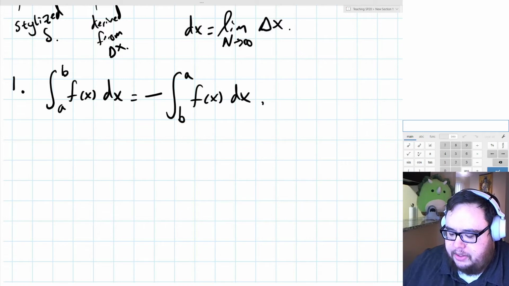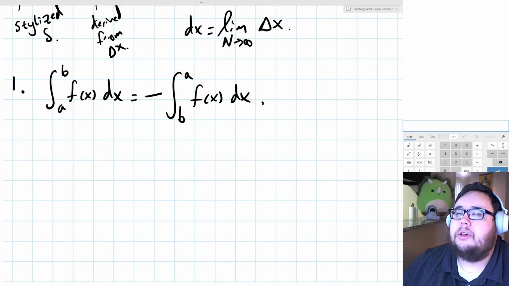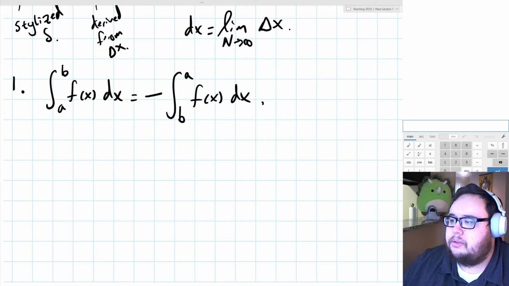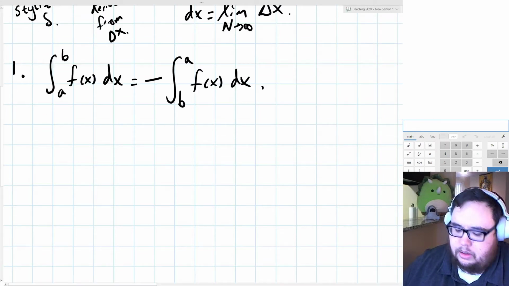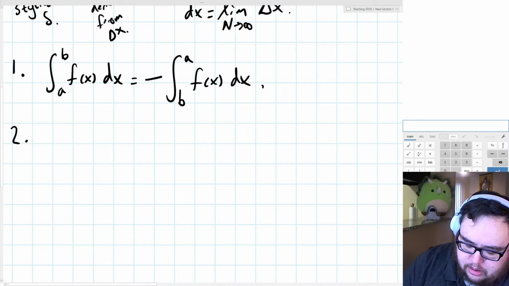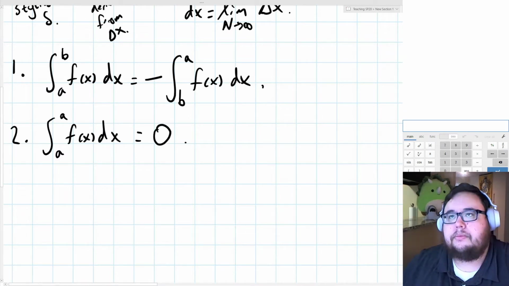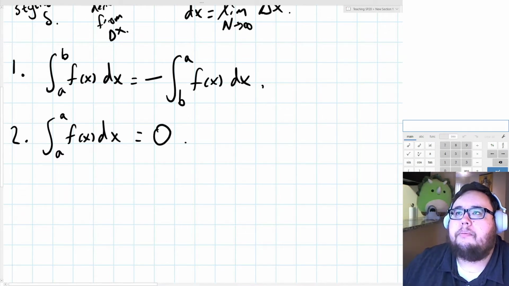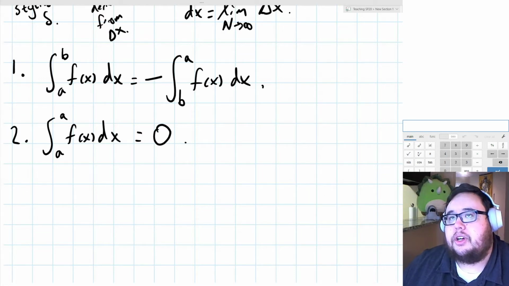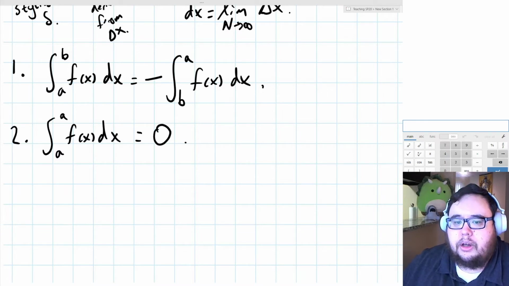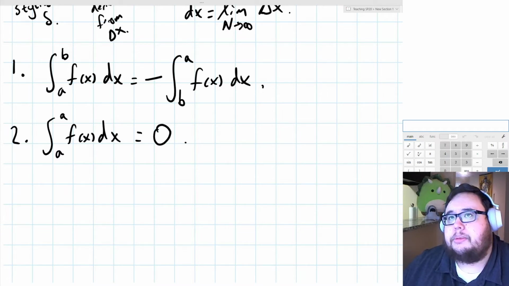You can check this through the definition. It's a pretty straightforward substitution. So, second, the integral from a to a of f of x dx is equal to 0. This one, we don't even actually need the definition, though the definition does also tell us this. The integral from a to a of f of x dx is the area underneath a curve with width 0, right? What's the area of something with 0 width? Well, it has to be 0.